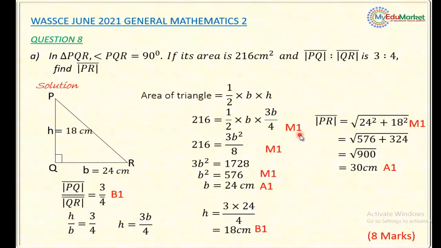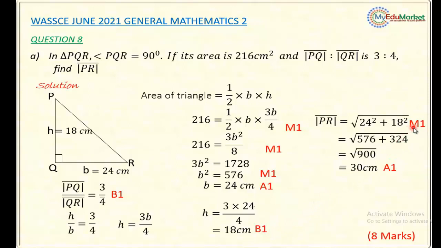The next mark is the method mark for attempting to get the area of the triangle. Here, substituting your H in terms of B, you have method 1 mark. For simplifying this right hand side, you have another method mark 1. For taking square root of both sides, you have a method mark also. And for getting B as 24, you have an accuracy mark, that is A1 mark. Then for getting H as 18 exactly, you have bonus 1 mark.